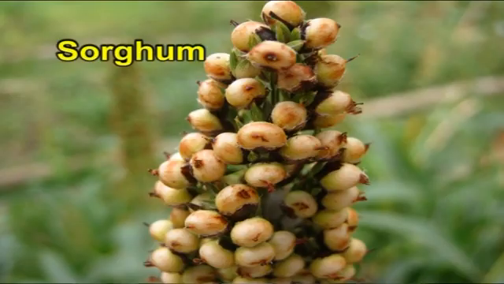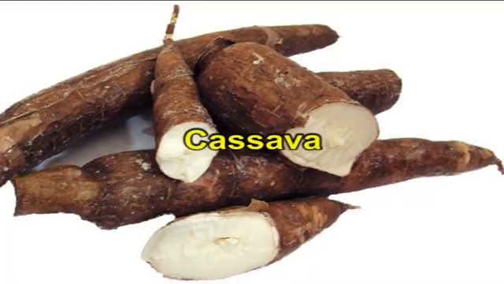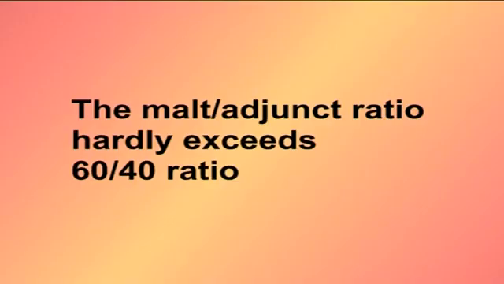Starch sources such as sorghum, maize, rice, unmalted barley, cassava, potatoes can or have been used depending on the price. Corn grits, that is defatted and ground, corn syrup and rice are most widely used in the United States. Since adjuncts contain little nitrogen, all the needs for the growth of the yeast must come from the malt. The malt to adjunct ratio hardly exceeds 60/40.